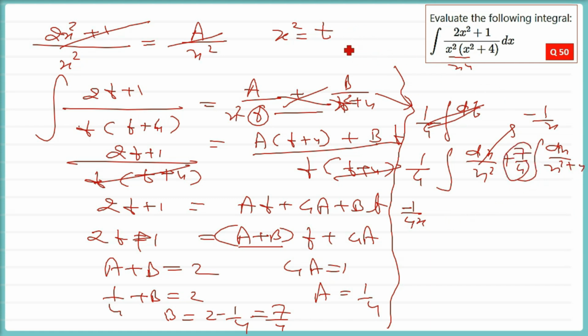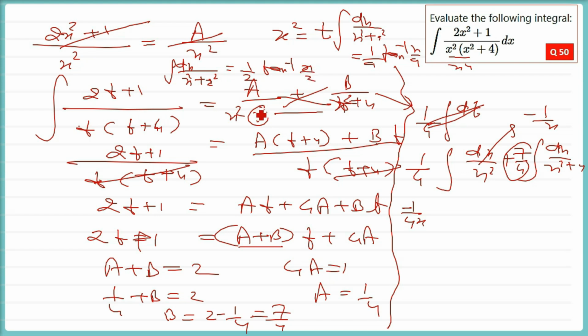This x square plus 4 is of the type x square plus a square, so 1 by a tan inverse x by a will come, because integration of dx divided by x square plus a square. In this case you can write 4 as 2 square. So this will be 1 by 2 tan inverse x by 2. 7 by 4 is already there. So 7 by 4 into 1 by 2, 7 by 8 tan inverse x by 2, plus constant of integration. This is your final answer.